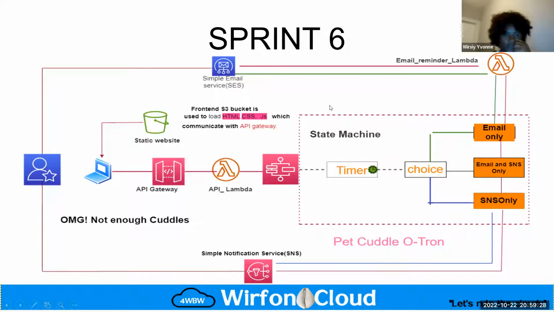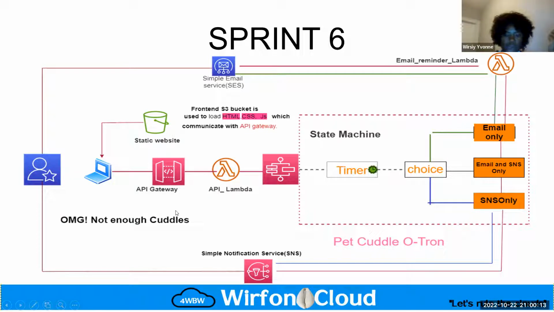So this is the architecture of sprint 6, the final sprint. This is the final architecture. This is our client. They want to connect to the application. They open the website. Then there is this API Gateway. A call is made, and a Lambda function is invoked. When the Lambda function is invoked, it connects to the step function, and through the step function, you come to your timer. Then the timer waits, it pauses some time, then it makes a choice whether to send notifications through email, the SNS, or the SMS only.